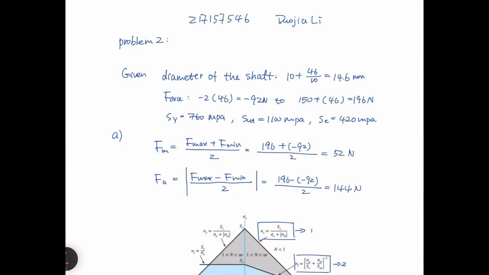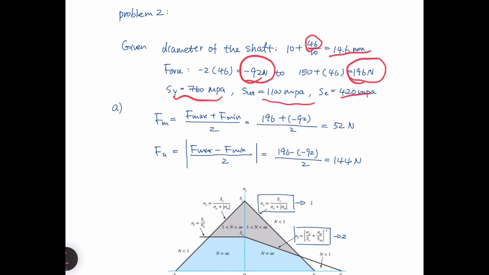So for this question, we're given that the diameter of the shaft is 10 plus my student number divided by 10, which is the 46 is my two last digit. So we have diameter of the shaft is 14.6 millimeters, and for the force, the minimum one is negative 92 newtons and the maximum one is 196 newtons. And so the yield and ultimate and induced stress is given in the question. And then first of all, we need to find the Fm and Fa.